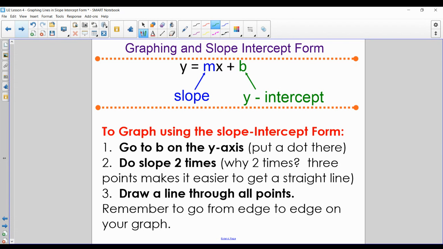you're going to graph your y-intercept, the b value, on the y-axis. We're going to put a dot there. We're going to use the slope to figure out if we're going up and right or down and right. We're going to do it 2 times because 3 points makes it easier to get a straight line. And then we're going to draw a line through those points. Remember that lines go on and on forever, so they technically go off the edge of our graph. Okay, pause if you need more time to write that down.